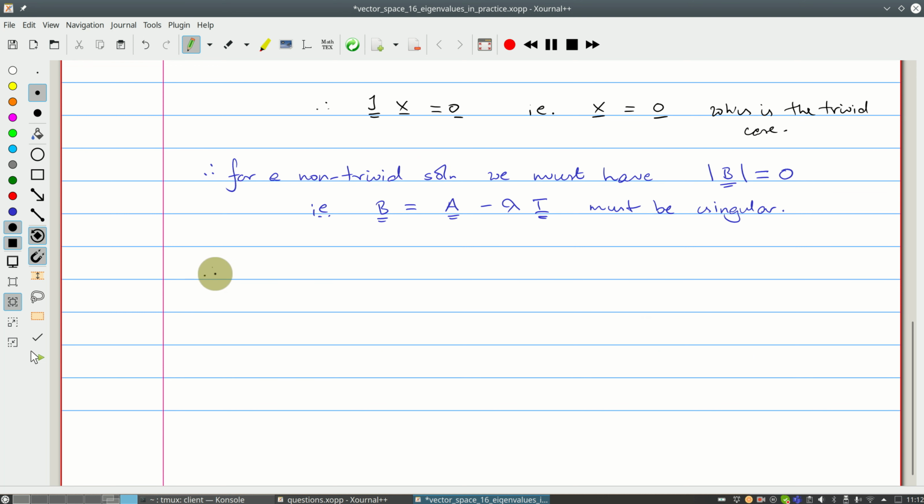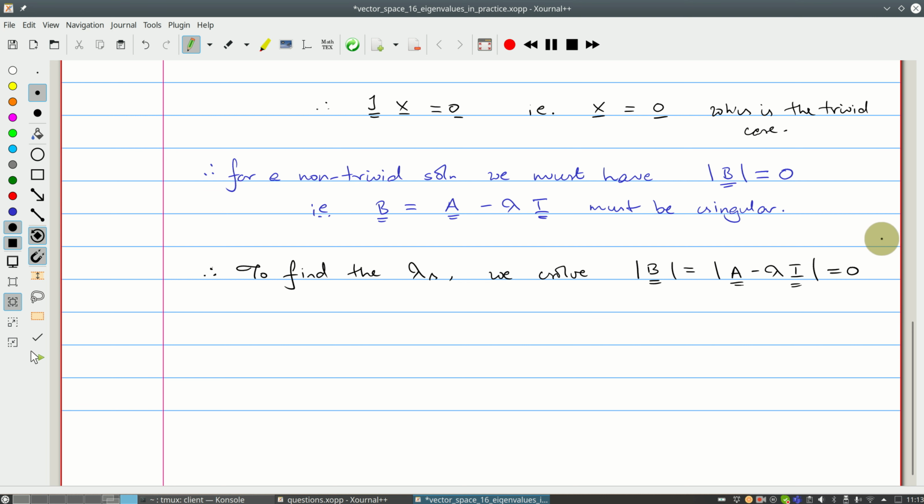So this gives us a route to finding the lambdas. Therefore, to find the lambdas, we solve the determinant of B, which is equal to the determinant of A minus lambda I.